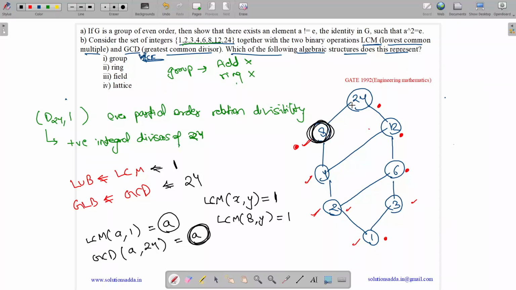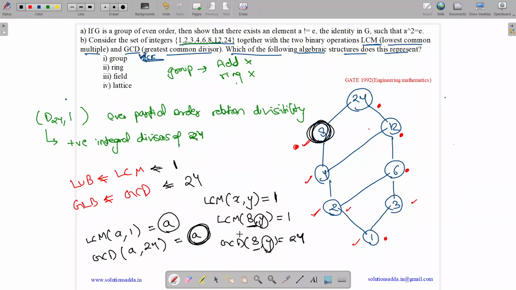No. Least upper bound of 8 with any item: with 24 it's 24, with 12 it's 24, with 4 it's 8, with 6 it is not related. So there is no item we can find, which means 8 does not have an inverse. And even we cannot find any item whose GCD with 8 is 24, which means there is no Y, which means there is no inverse for an item 8.